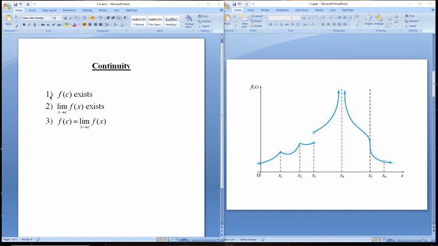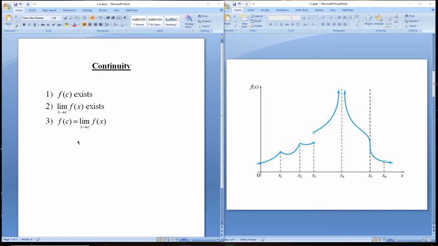The first statement says, remember, c is our point of interest. f of x is the function. So this is saying the function must exist at our point of interest. That's all 1 is saying. The function must exist at the point of interest. And number 2 is saying the same thing, but for limits. It's saying the limit must exist at our point of interest. So the function must exist and the limit must exist at our point of interest.